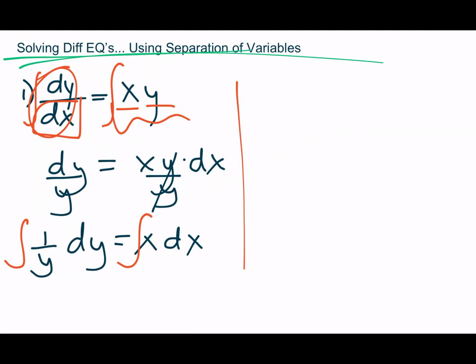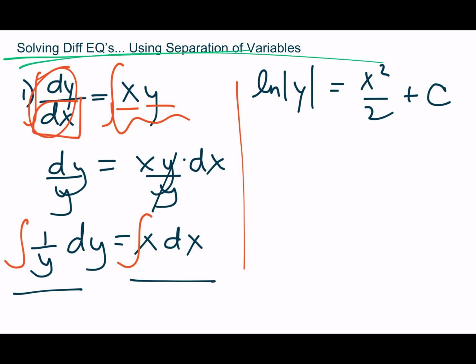So I'm going to do it up here. The integral of 1 over y dy is natural log of the absolute value of y, is equal to the integral of x dx, which is x squared over 2 plus c. And literally all this is, is two integrals that I'm going to do in sequence, one after the other, just like you've often done two integral problems as separate problems. I'm doing the left side integral, done, right side integral.